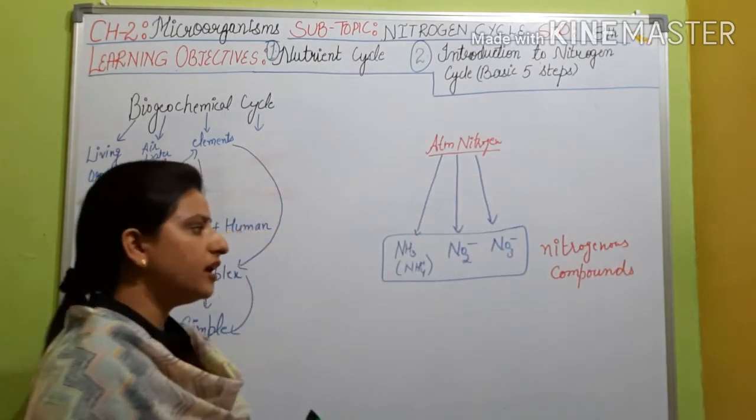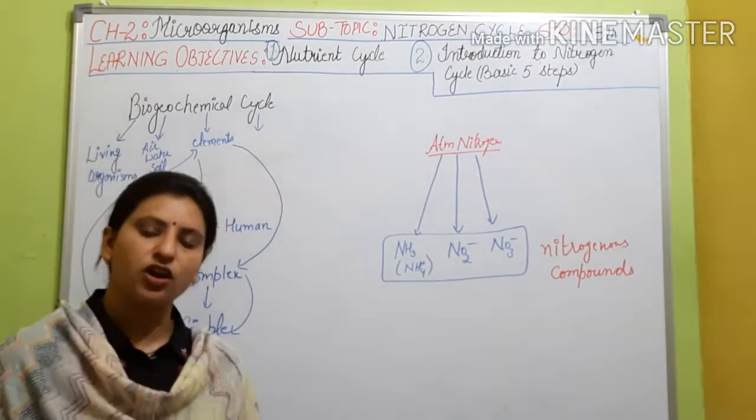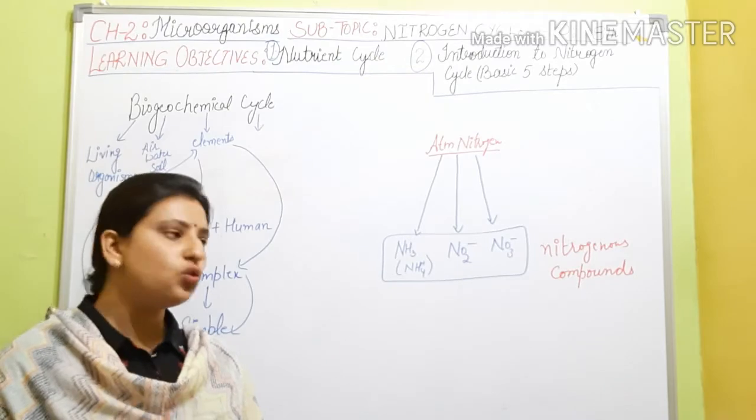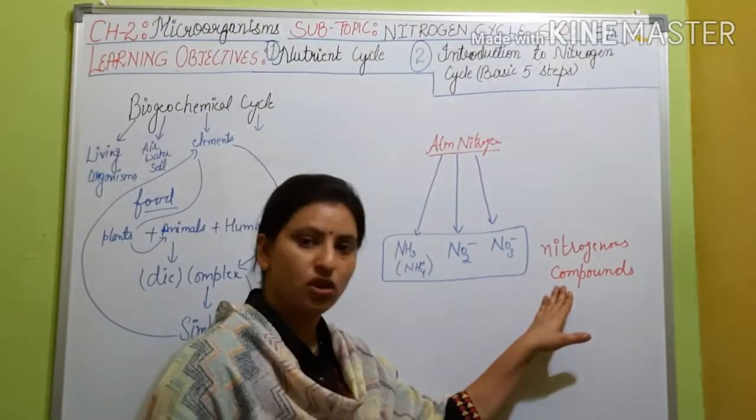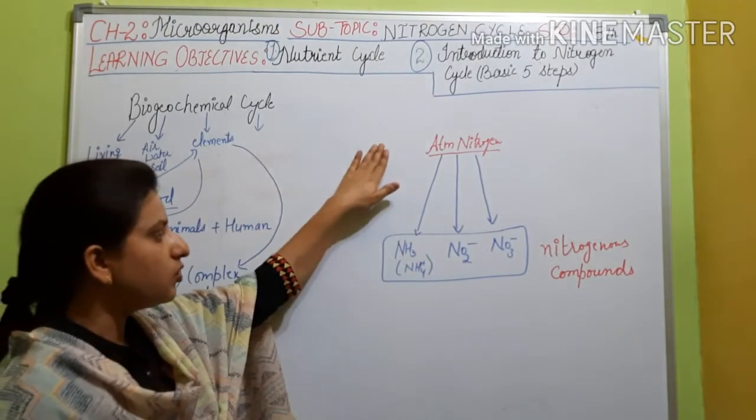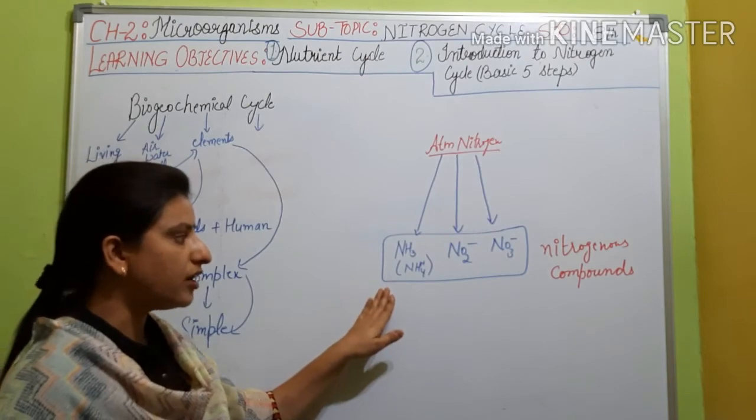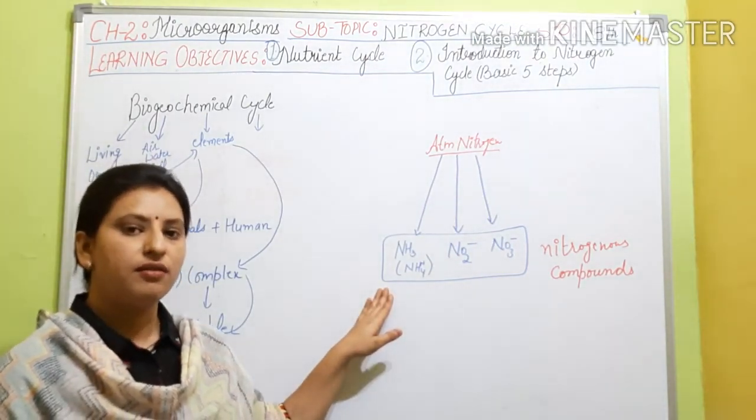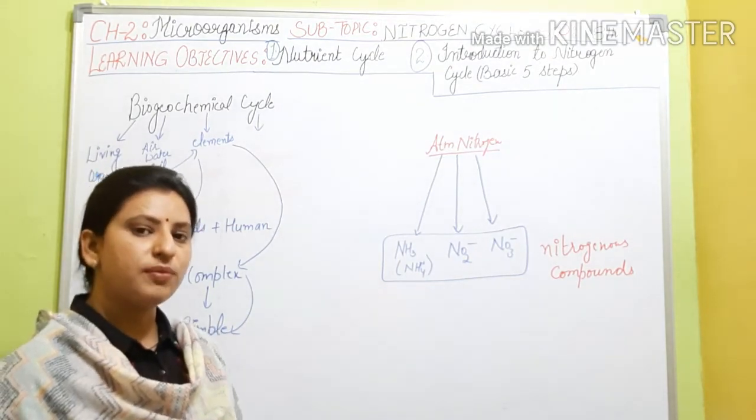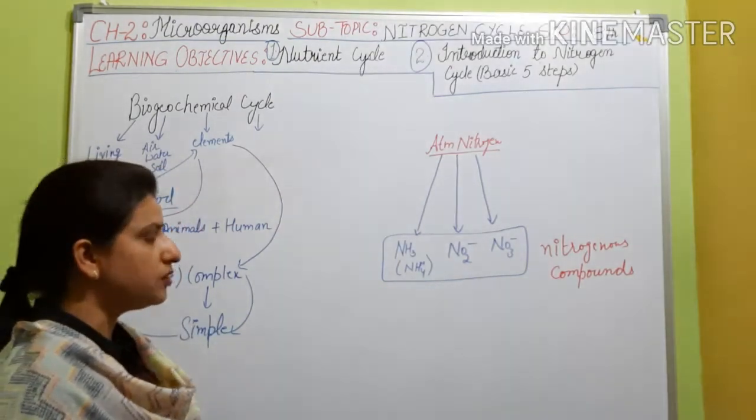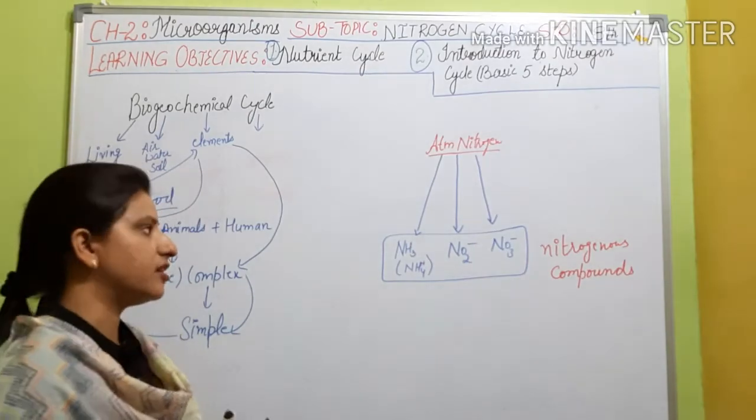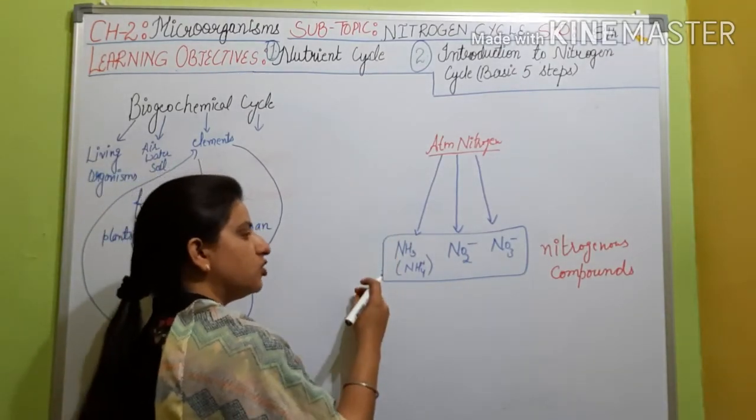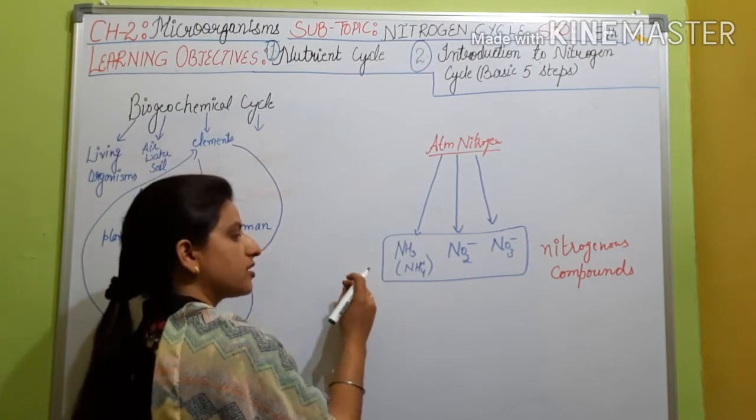Our body, or a plant's body or animal's body, can't use nitrogen directly, but they can use nitrogenous compounds. To convert atmospheric nitrogen into nitrogenous compounds, there are three basic steps, which are called nitrogen fixation. So in three forms, the atmospheric nitrogen is fixed into nitrogenous compounds.